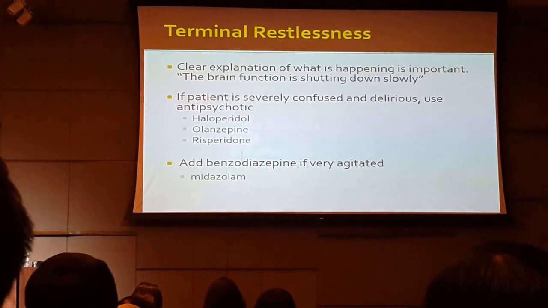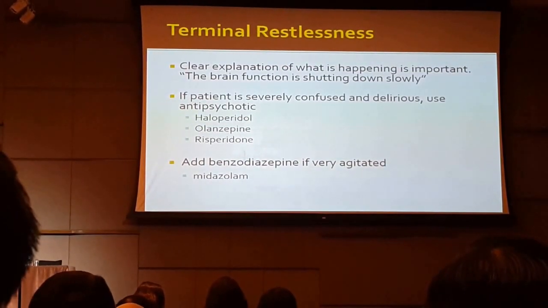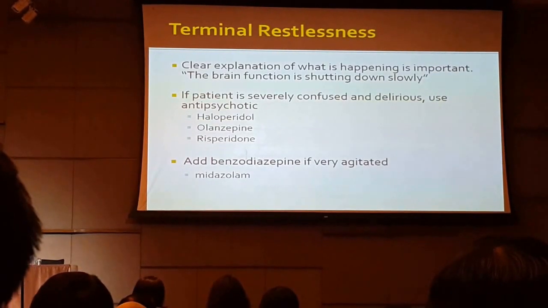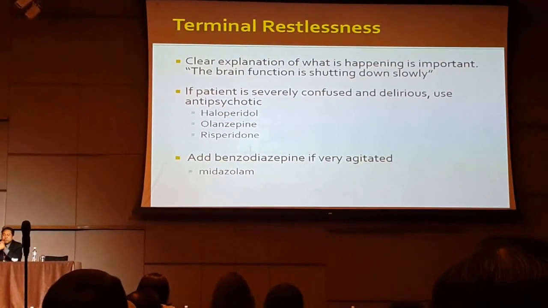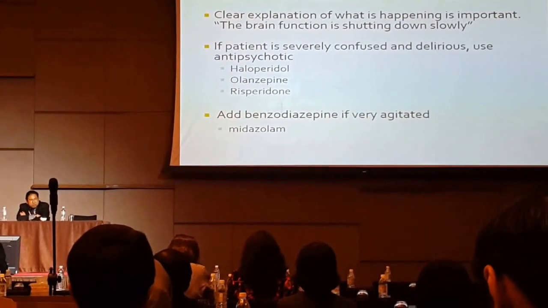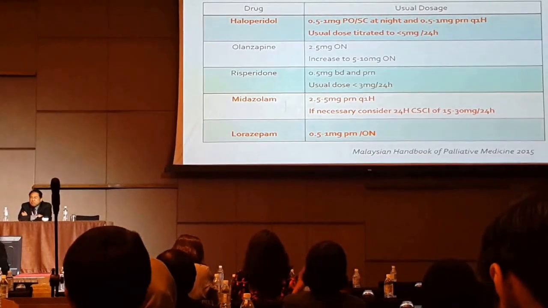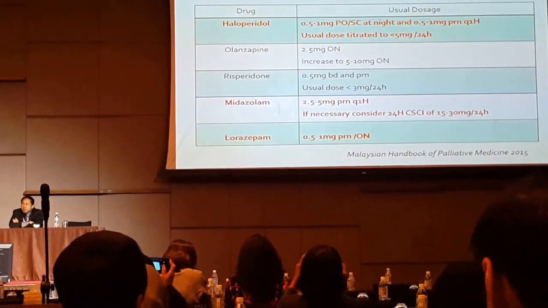If the patient is very severely confused and delirious, we would use an antipsychotic. Commonly and very easily available is haloperidol, but you can also use things like olanzapine or risperidone. We would add a benzodiazepine like midazolam if the patient is very agitated and restless. So this is just some of the common dosages that we may use.